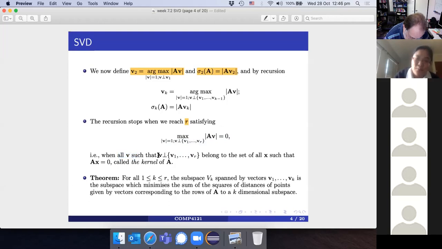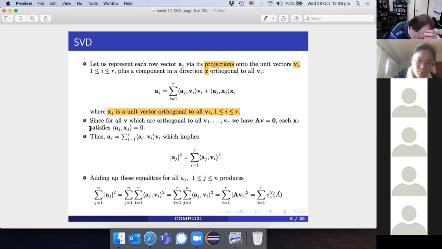So if there exists a V which is orthogonal to all V1 to VR, then V can only be a solution to AX equals 0. So all of the vectors V that satisfy this condition have to be a solution to AX equals 0, which means for all V, A times V is 0. So that's why we have this here.